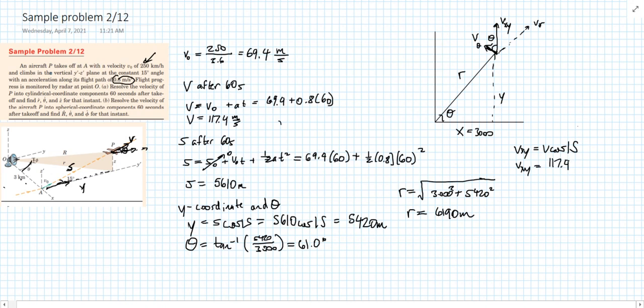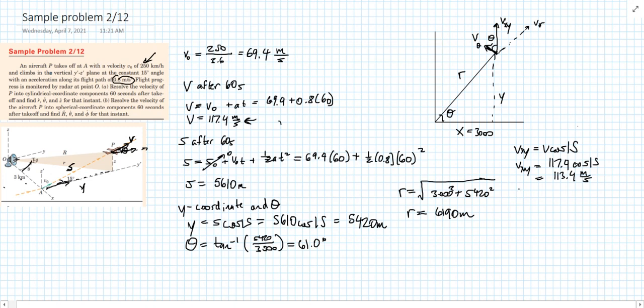117.4 times, so this is the initial velocity, this is the velocity found back here. So 117.4 times cosine of 15, so that vxy is equal to 113.4 meters per second. Now we don't need this answer for this part, for part A, but we are going to need this later.